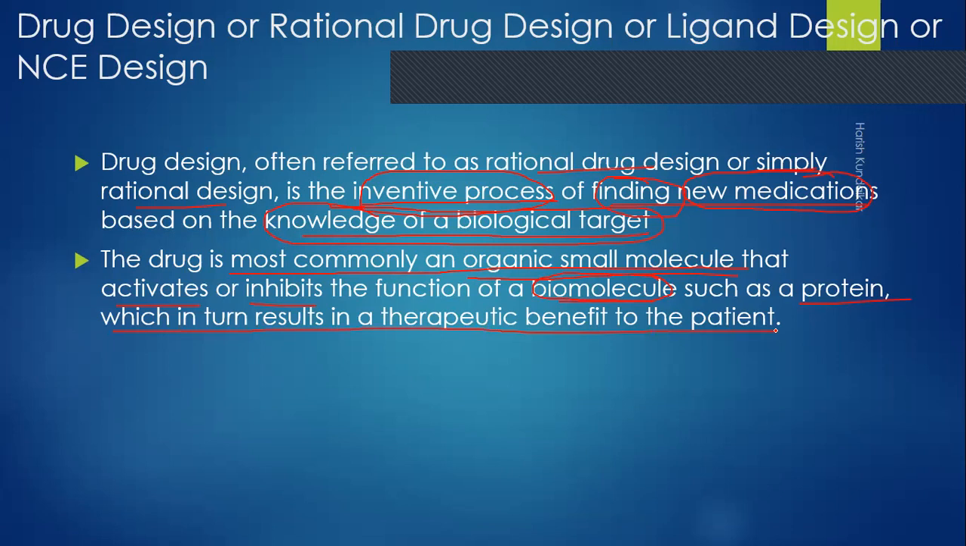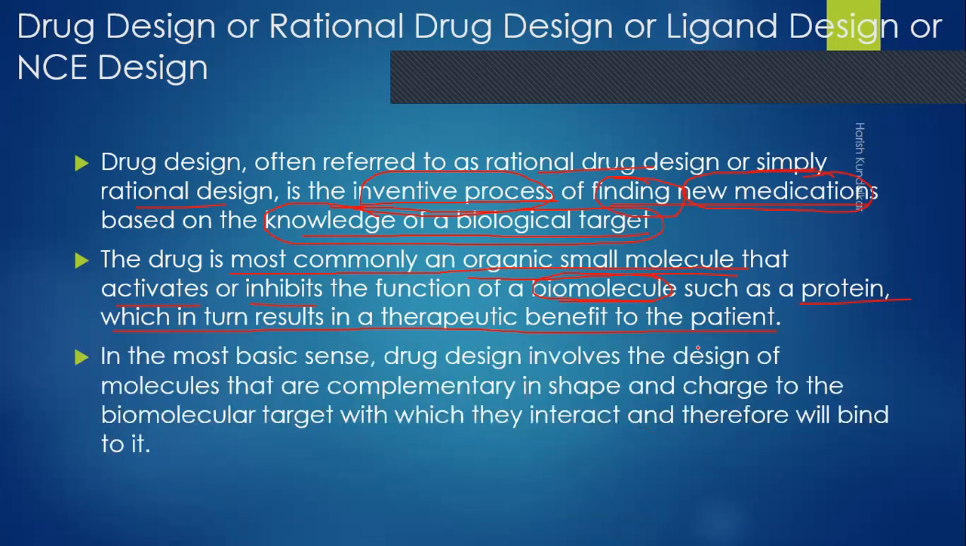So what is the main aim of drug design? The main aim of drug design is therapy. And therapy is what? When the patient is cured, right? So if the given drug is resulting into therapeutic benefit, then nothing better than it, right? And in most basic sense, drug design involves the design of a molecule or design of molecules that are complementary. Okay, now this word we had stressed upon in our previous sessions as well. So we talked about the drugs being complementary.